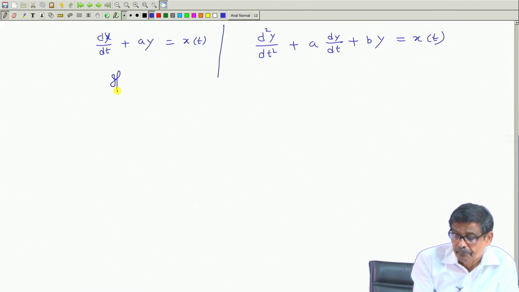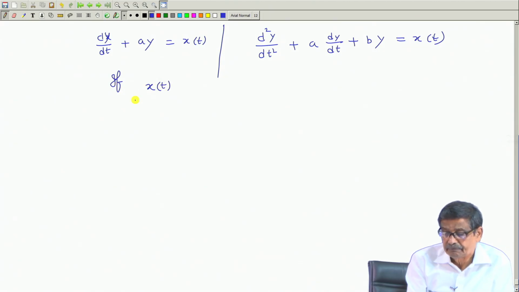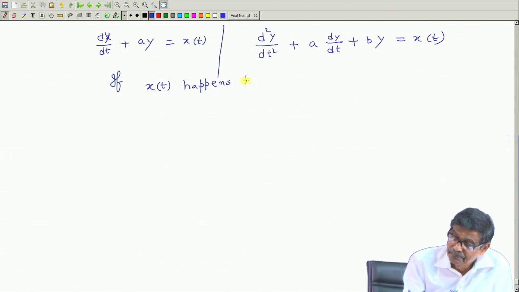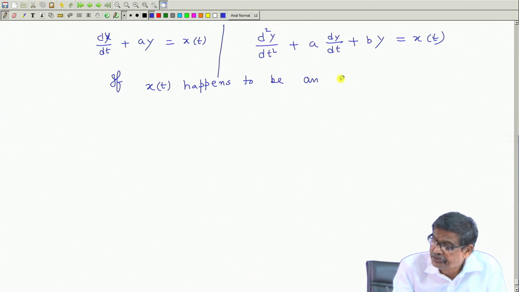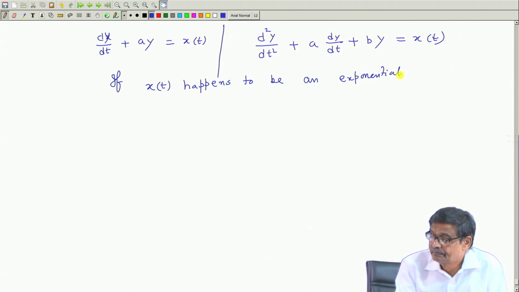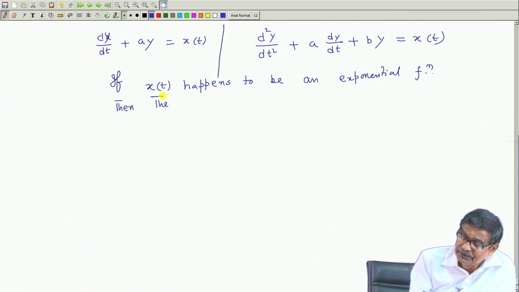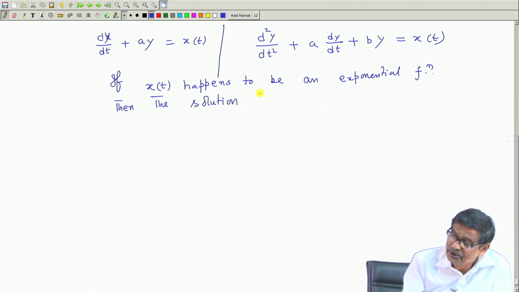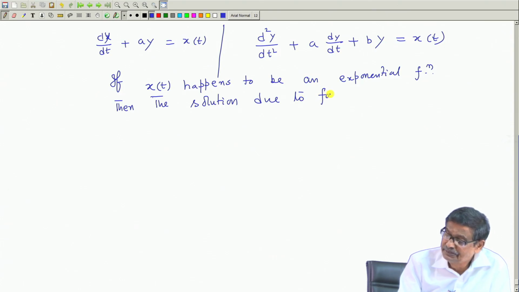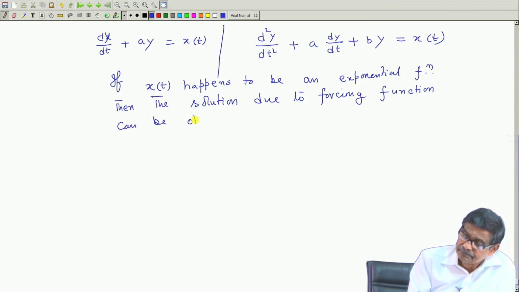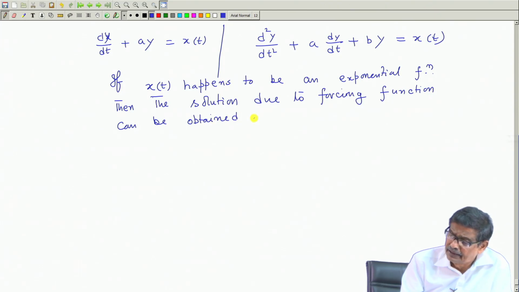If x(t) happens to be, this point you try to understand, an exponential function, then the solution due to forcing function can be obtained rather easily.